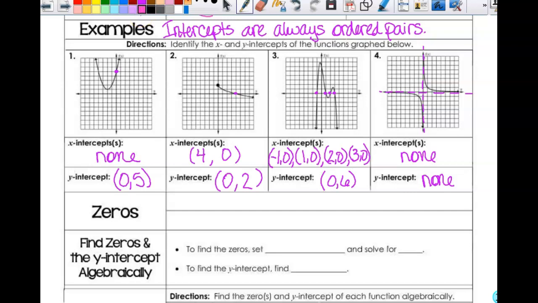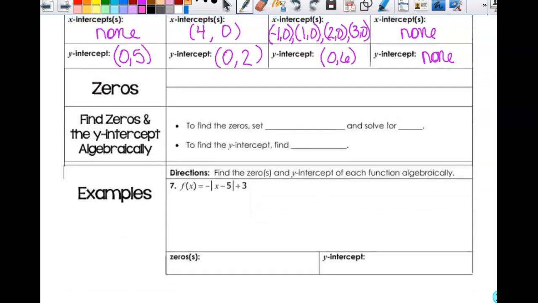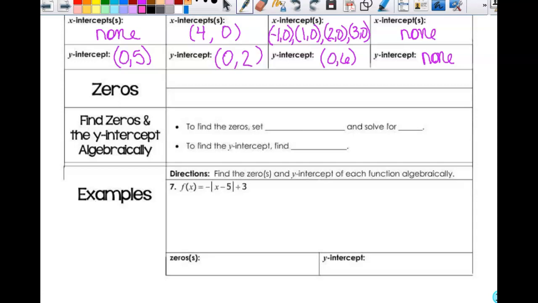So I asked you a minute ago, if I said X-intercepts, what else could we call it? Zeros was one of the things that you said. And we can call them zeros, but again, it's how you answer the question. So I can't just say zeros are the X-intercepts, because that's not true. Zeros are the X values, just the x value, where the function intersects the x-axis.